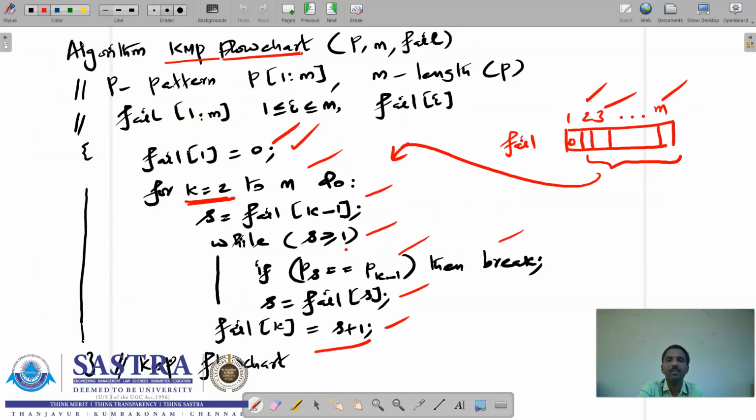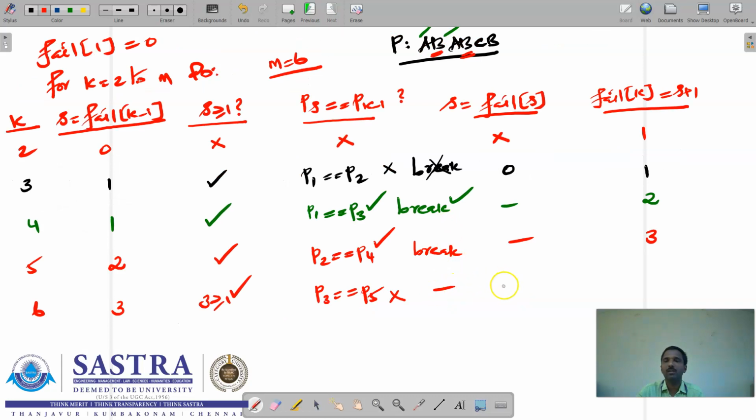If the condition fails, then S is equal to fail of S. S gets updated. S is fail of 3. Fail of 3 is 1. So S is updated to 1. Then checking if 1 greater than or equal to 1, the condition is true. Checking PS. PS is P1, equal to pk minus 1, P5. P1 is A. P5 is C. Condition false. Break will not be executed.